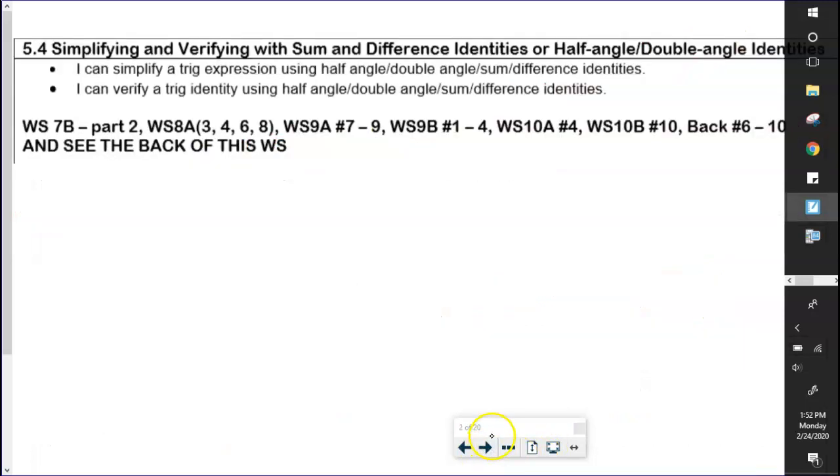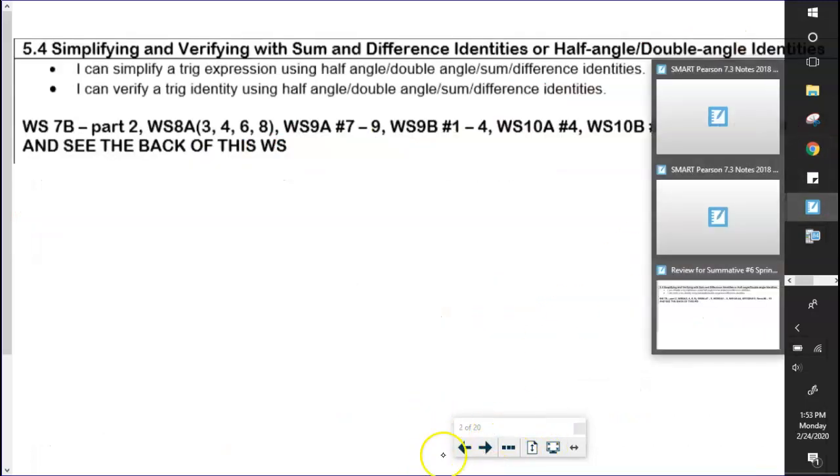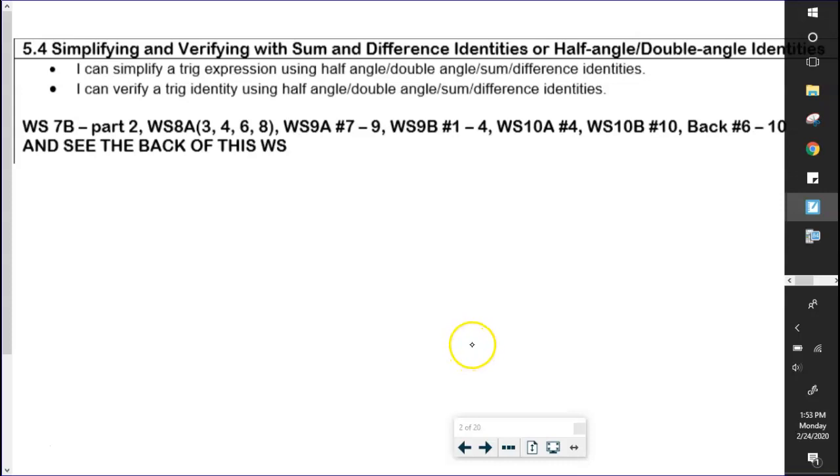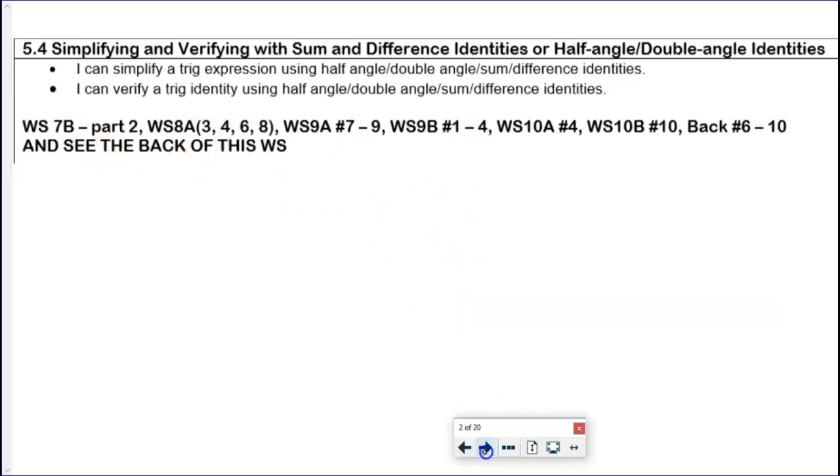So let's take a look at some examples, and I'm going to try to go a little fast so that way we can get as many examples done in the shortest amount of time. So 5.4, we're going to be simplifying and verifying identities using the various formulas we have from 5.4 and 5.5. So there's an assignment on 7b and then like a whole bunch of other random practice problems.